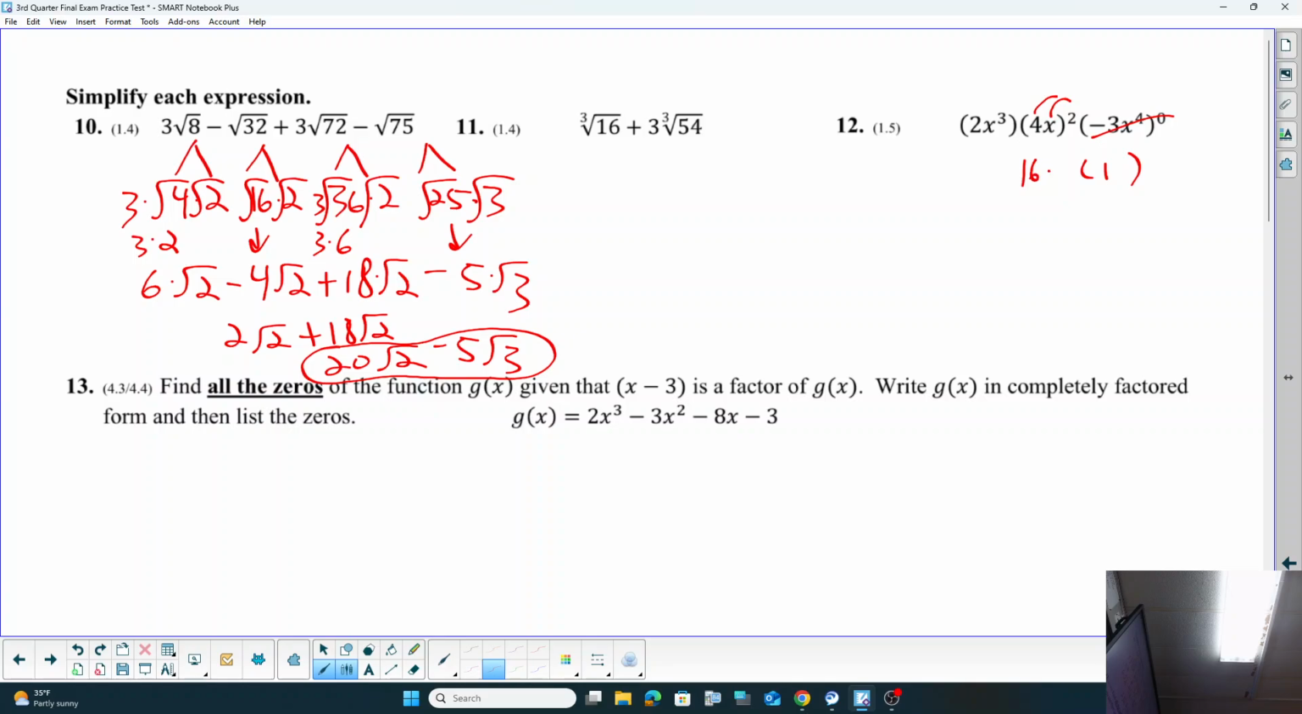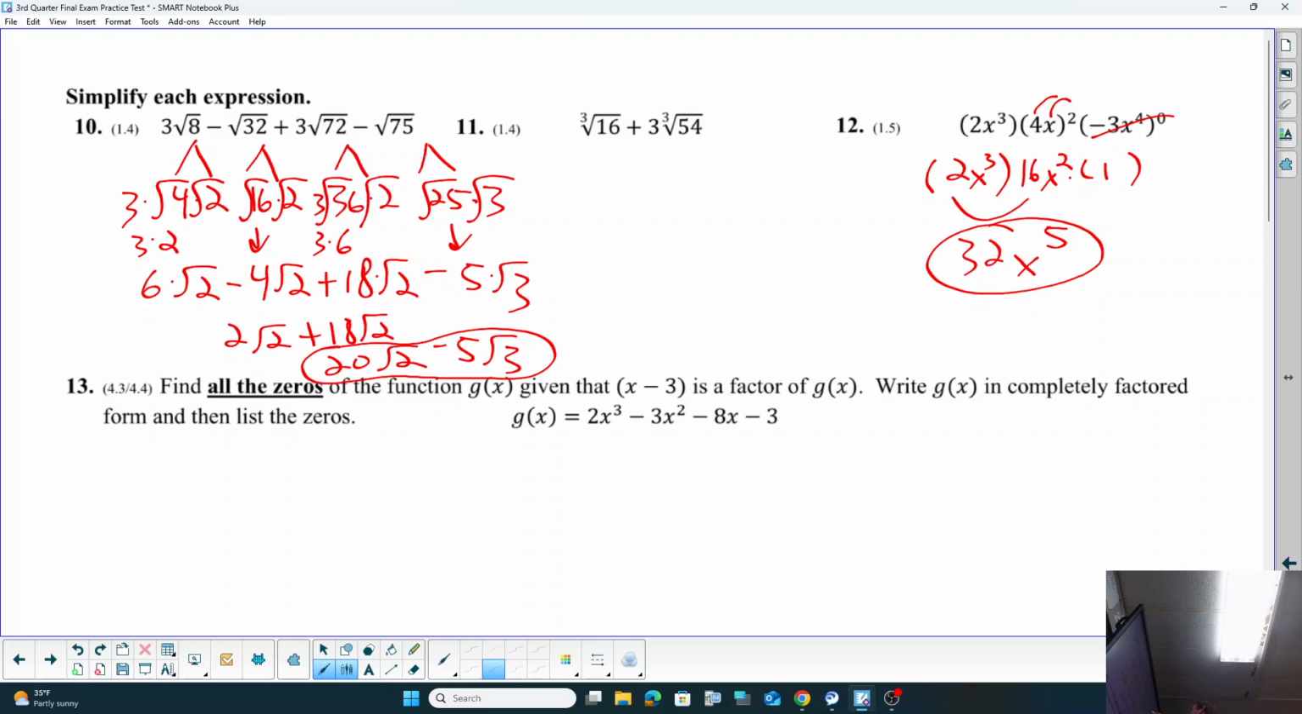Distribute, we get 16x squared times 2x to the 3rd power. 16 times 2 is 32. Add the powers, right? Add the powers. Nice.